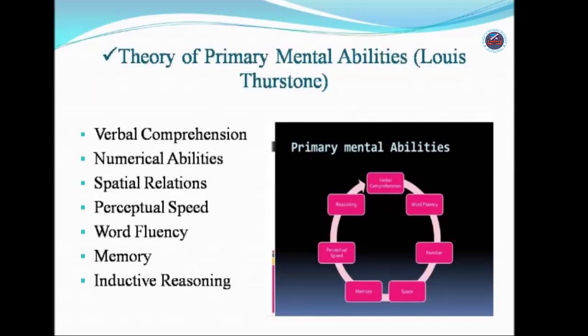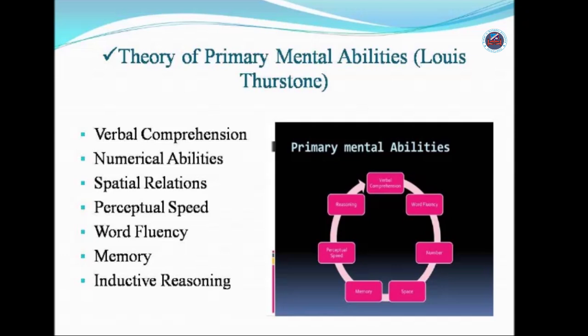Let us talk about the theory of primary mental abilities by Louis Thurston. According to him, intelligence consists of 7 primary mental abilities, and all these mental abilities are very much independent of one another. The first one is the verbal comprehension. It is all about grasping the meaning of words, and those who are good in this verbal comprehension can easily understand the concepts and the ideas. Then come numerical abilities. Numerical abilities is all about speed and also being good in numbers and also in computational skills.